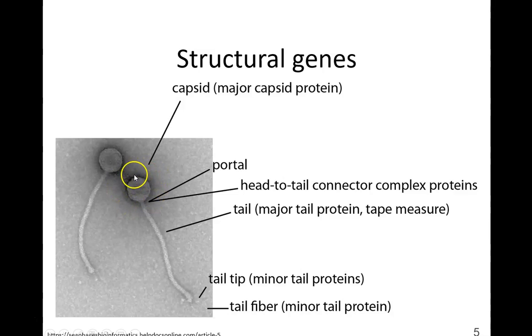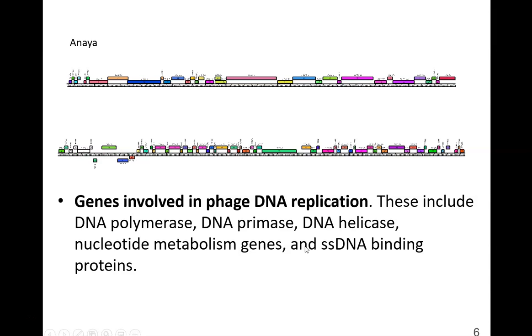So again, we'd make multiple copies of this protein to form the capsid or the head, where the DNA is located. The portal protein and the head-to-tail connector proteins will connect the head to the tail. The tape measure protein determines the length of the tail, and there are proteins here that form the major tail proteins. At the tail tip, we have minor tail proteins, and we might also have some hits to some tail fibers, which are minor tail proteins.